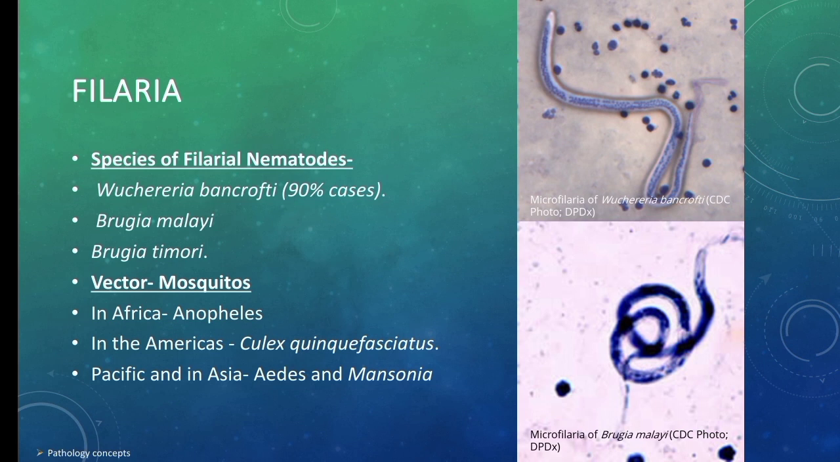The vectors are mosquitoes, and different species of mosquito are responsible in different regions. In Africa, Anopheles mosquitoes are responsible for this disease. In America, Culex. And in the Pacific and Asia, Aedes and Mansonia are responsible for this filarial infection.